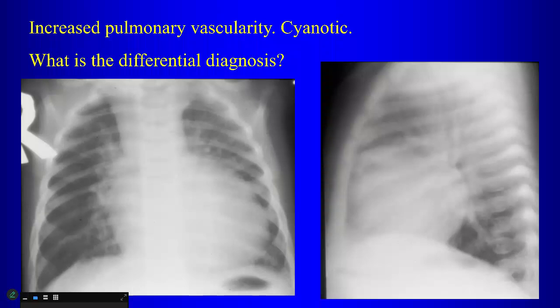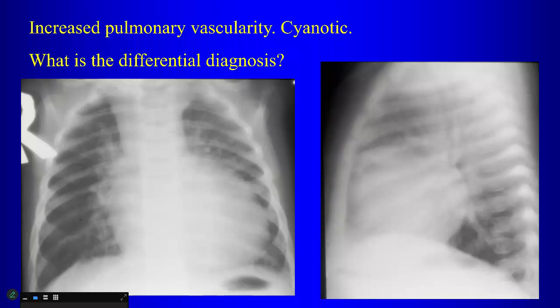T lesions. What are the T lesions? Name the T lesions. Transposition, truncus, total anomalous pulmonary venous return. Those are the three big ones. Invariably, somebody will blurt out tetralogy, and I will say, terrible choice. Why?